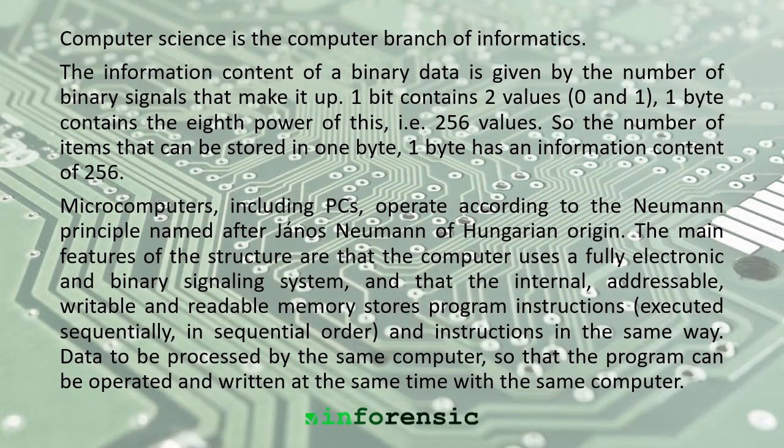Computer science is the computer branch of informatics. The information content of a binary data is given by the number of binary signals that make it up. 1 bit contains two values, 0 and 1. 1 byte contains the 8th power of this, i.e. 256 values. So the number of items that can be stored in 1 byte has an information content of 256.